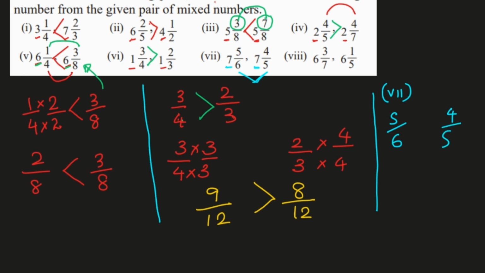What happens? We are multiplying. Let's multiply 6 by 5 and 5 by 6. Okay, like this. And here 6 and 6. So the answer will be 25 upon 30. Here the answer will be 24 upon 30. So the larger fraction will be this one. So in here as well, when it comes to the original question, we know that 5 upon 6 is greater than 4 upon 5. So the larger mixed number will be this one.